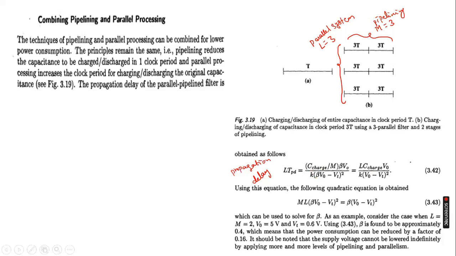this portion is for pipelining. This portion is for pipelining. So C will become C by M. Okay. V naught will become beta V naught. These two things are introduced in pipelining. And here this is for parallel processing. This is for parallel processing.